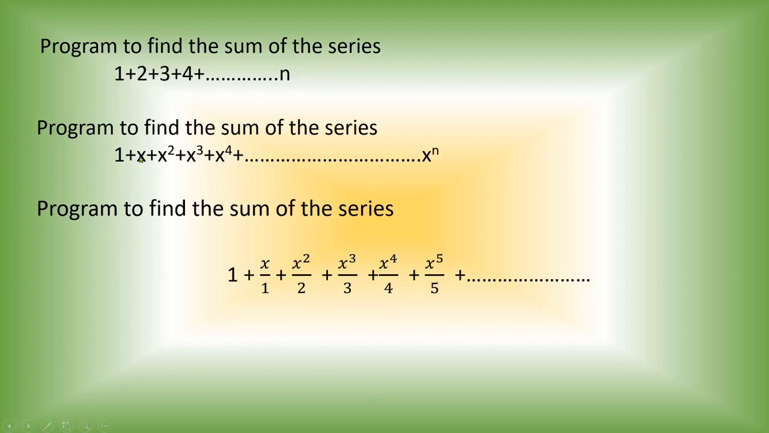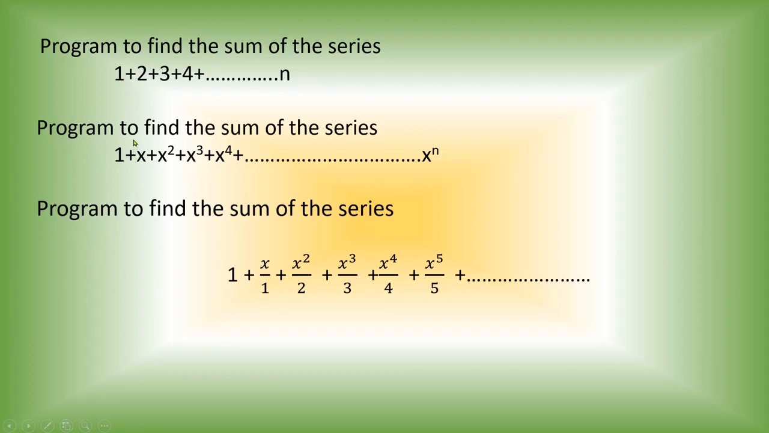So what I changed is that instead of x, you can write x raised to 1 also, right? X raised to 1 is the same as x itself. So this series I am going to write as 1 plus x raised to 1 plus x raised to 2, x raised to 3, x raised to 4 till x raised to n. So that is the series.